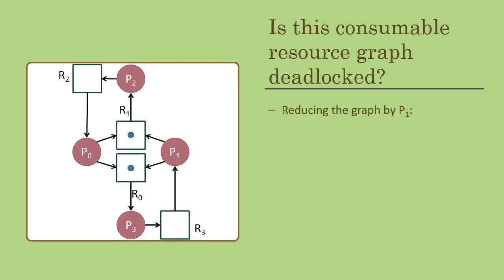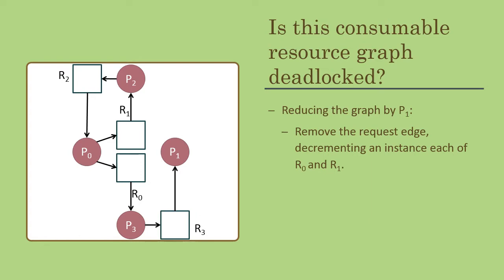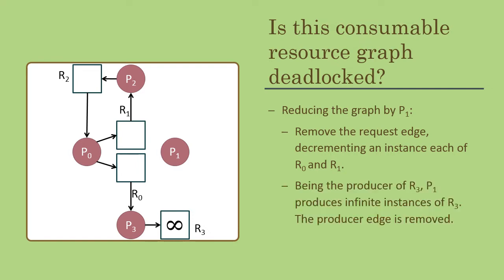Reducing the graph by P1. Remove the request edges, decrementing an instance each of R0 and R1. Being the producer of R3, P1 produces infinite instances of R3. The producer edge is removed. P3 has unblocked and P0 is now blocked.